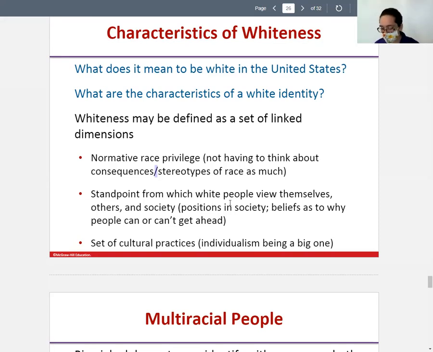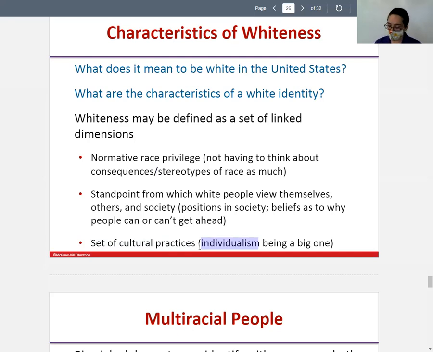And then our set of cultural practices. Like I said, this one's really hard if you are European American in the US. It's really hard for us to put our finger on this because a lot of it's just things we do unconsciously. But the biggest one is individualism and being an individualist. If you are a white European American, chances are you are an individualist and you were raised individualistically.